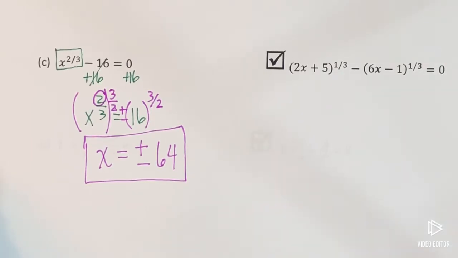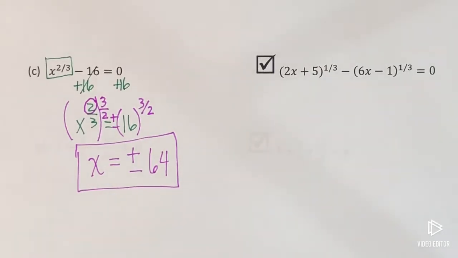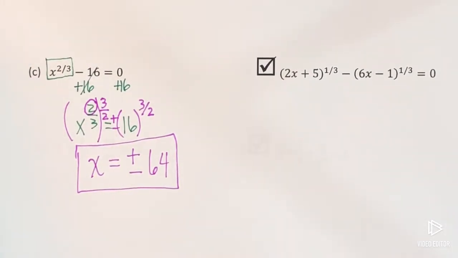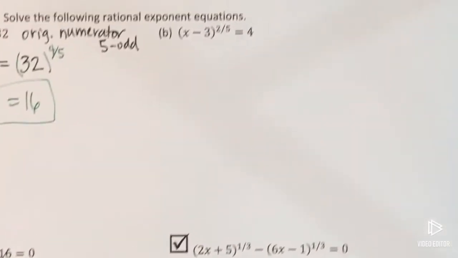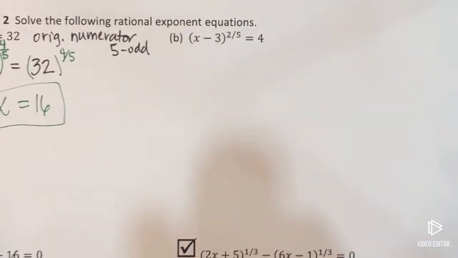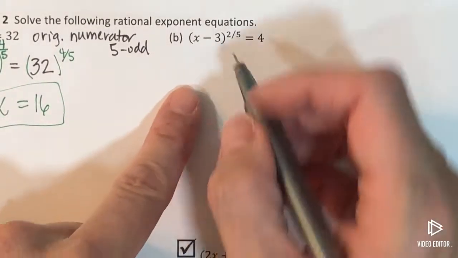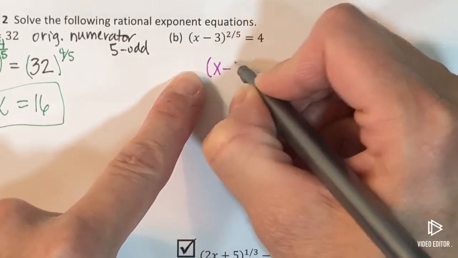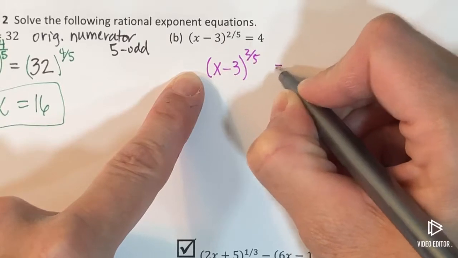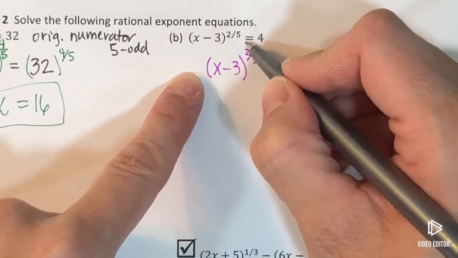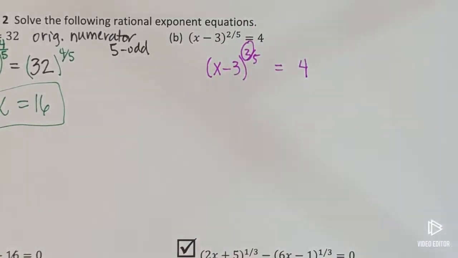Okay, let's go back up to part B. So write that down. Let's go up to part B. On part B, we have x minus 3 to the 2/5 equals 4. So I already have my term with that rational exponent by itself. My original numerator is even. Okay, so it's what you start with.